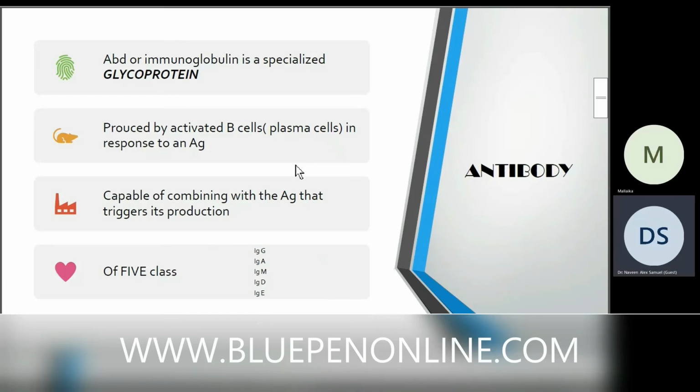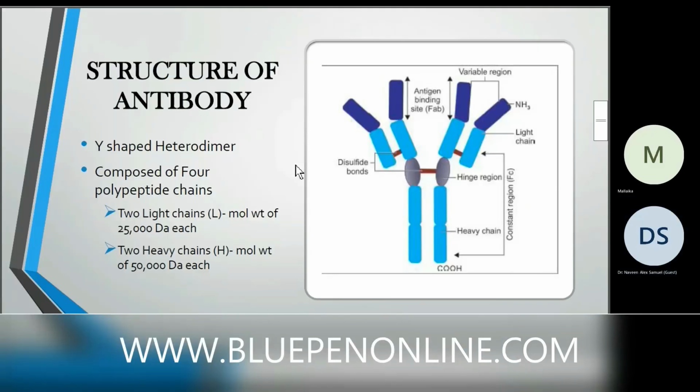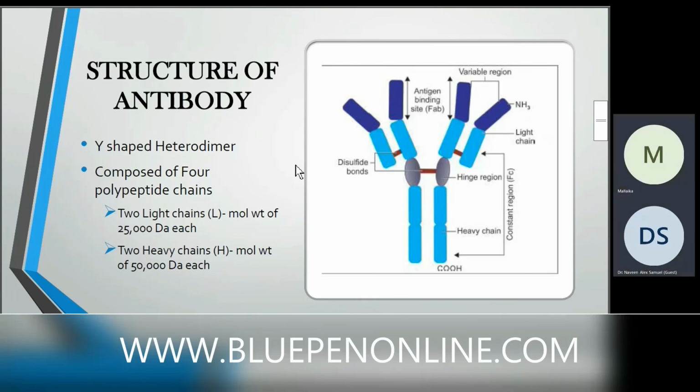So there are 5 classes of antibodies. They are also called immunoglobulins: immunoglobulin G, A, M, D, and E. This is a generalized structure of an antibody in front of you. There is a light chain and a heavy chain. The light chain is on the outer side and the heavy chain is on the inside. But sometimes some diagrams might show the light chain on the inner side also, doesn't matter.